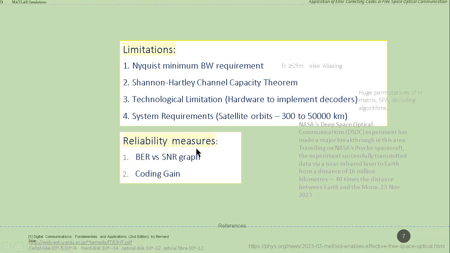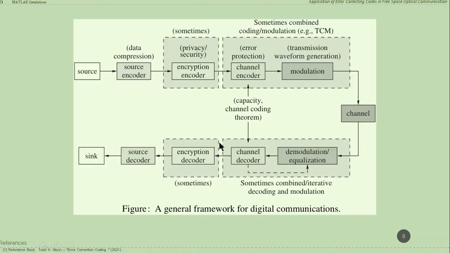The measures that we will use to test the quality are the bit error rate versus SNR graph and the coding gain. Recently, this news came in that an infrared laser has successfully transmitted data from 16 million kilometers away, which is 40 times the distance to the moon. This news came up on 23rd November 23.